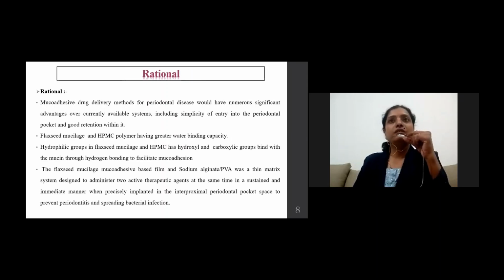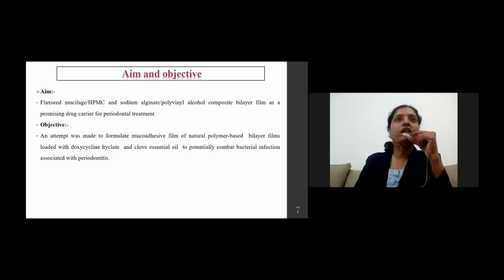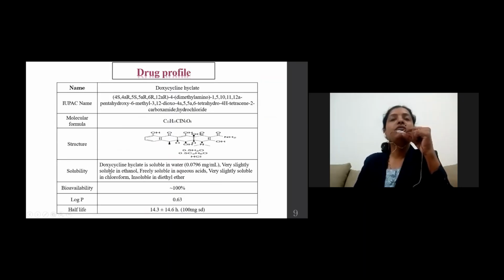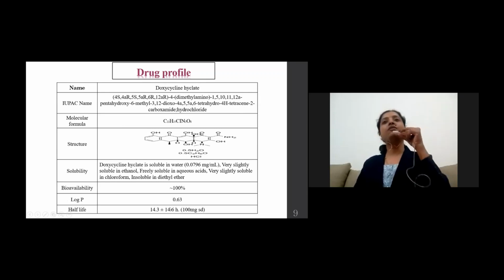So whatever rationale I have already explained in my aim and objective. Both flaxseed and HPMC have mucoadhesive properties. If we go through the structure of the drug, I have focused on the drug doxycycline hyclate. It is highly soluble in water, 100% bioavailable. It has a log P of 0.63. That means it is highly suitable for the development of a dosage form.